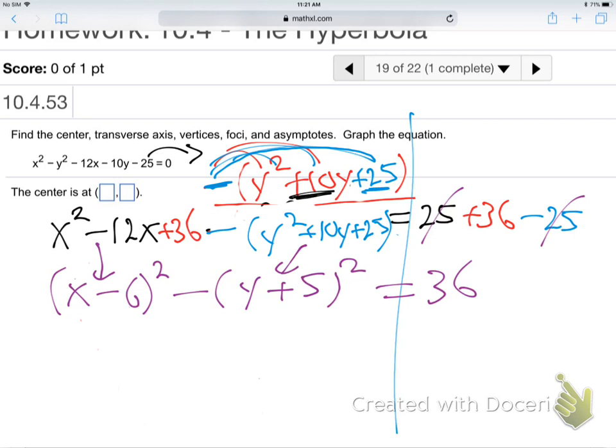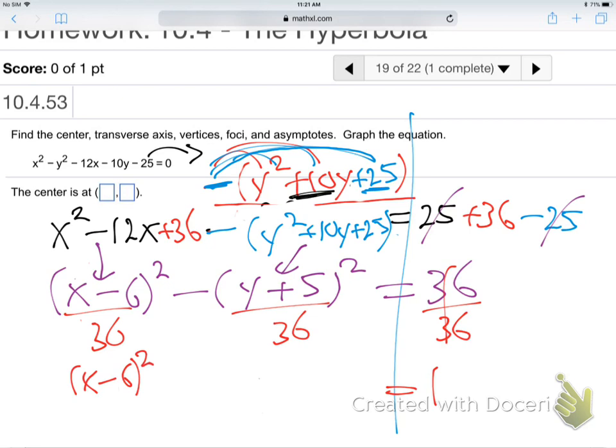All right, so then divide through. We got to get a 1. So divide through by 36. Always got to get a 1. So we have x minus 6 squared over 6 squared minus y plus 5 squared over 6 squared equals 1. There we go. Now we're getting close. Now, can we do the rest of the problem?